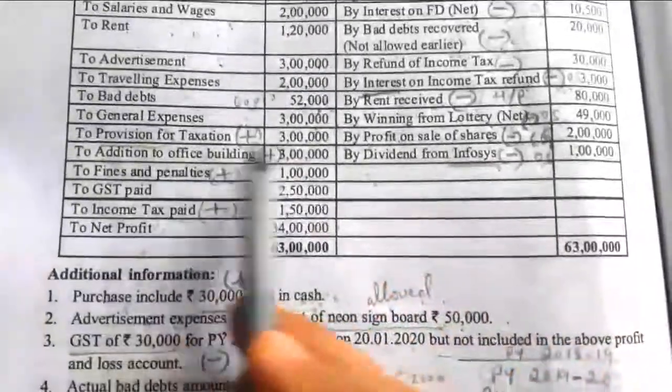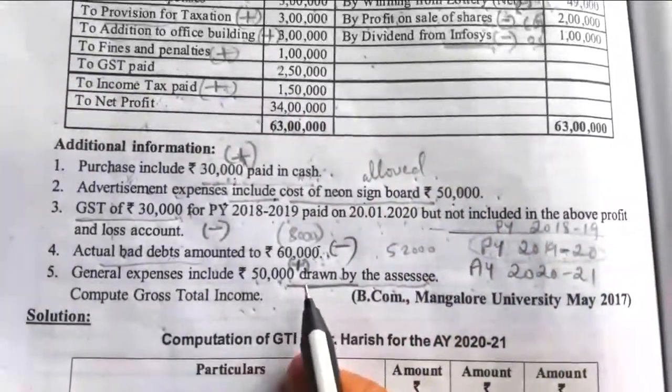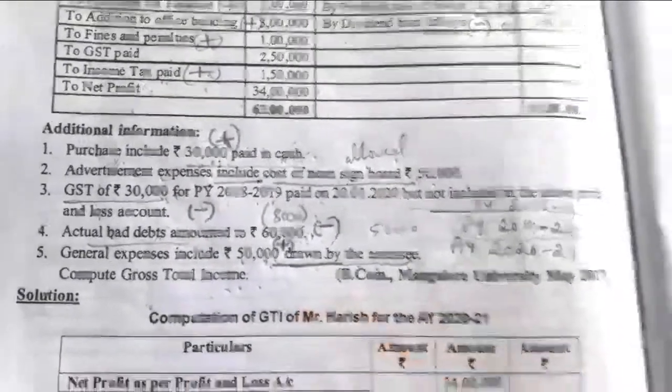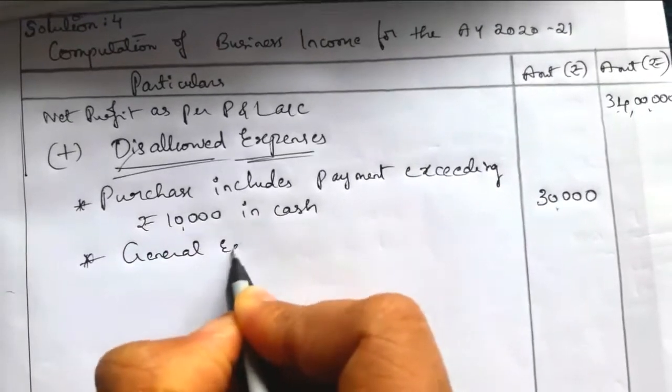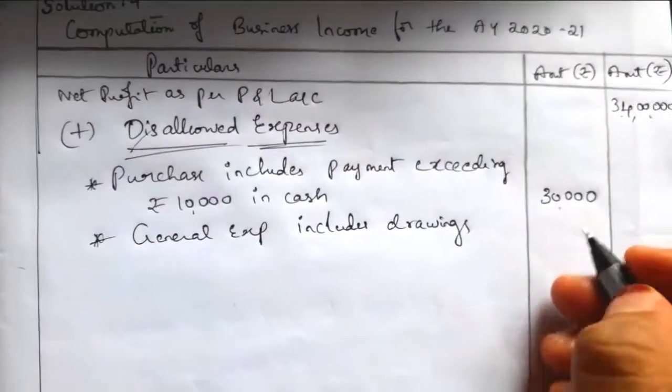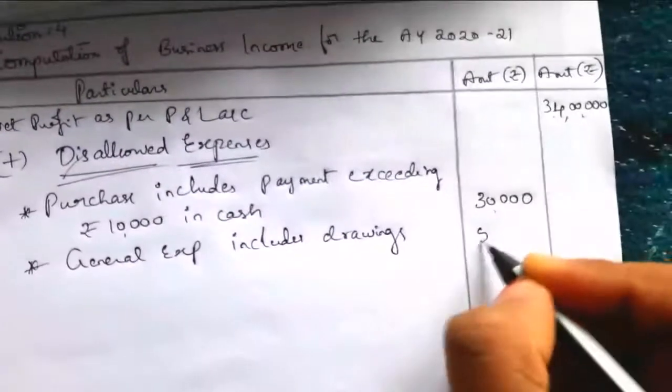Next, general expenses. Relating to general expenses there is an adjustment. This general expenses includes 50,000 drawn by the assessee. So general expenses includes the drawings. The amount is 50,000, which should be added.